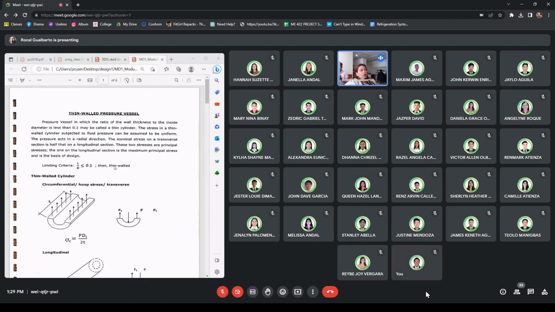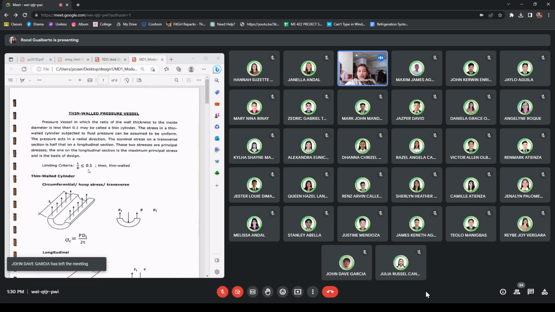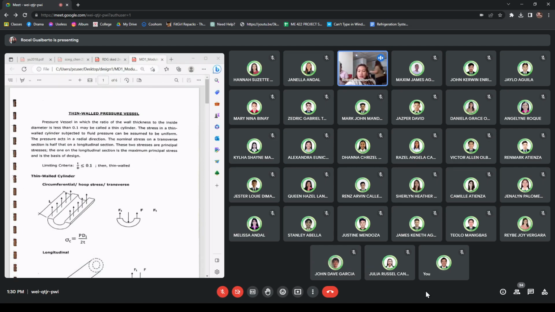Para lang din po ito sa compression members, wherein you have there the slenderness ratio, and then from the slenderness ratio, you apply a particular or a specific procedure na gagamitin. So ganun din po dito. Designing a thin wall versus a thick wall, magkaiba din po yung procedure na ipa-follow natin. So this would be the first step that you should do whenever you design the vessel. You start with the limiting criteria, T over D sub i. Again, it should be less than or equal to 0.1 to be called a thin wall.